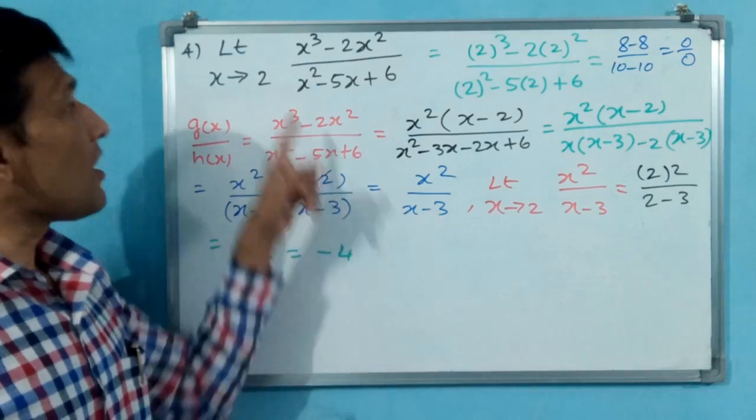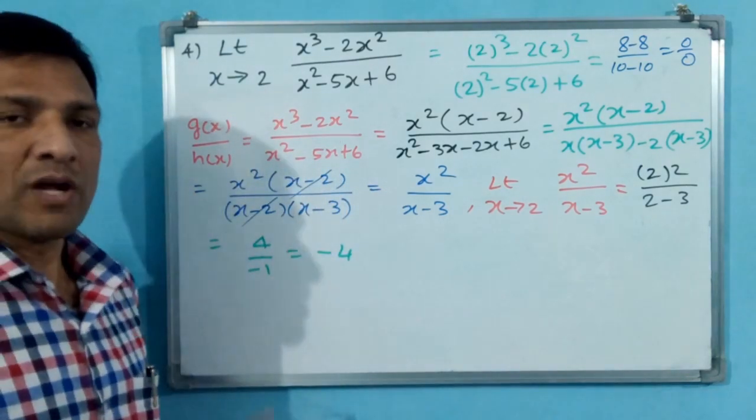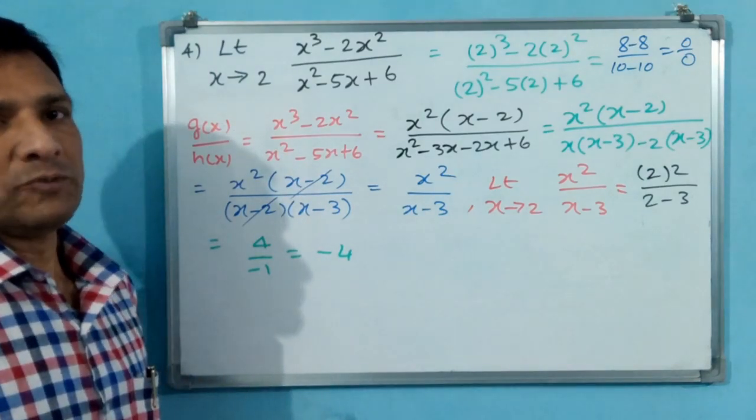Final result is the limit, not input. Here 2 is not the limit. Minus 4 is the limit. Why? Because minus 4 is the output. Output is the limit. You understand now?